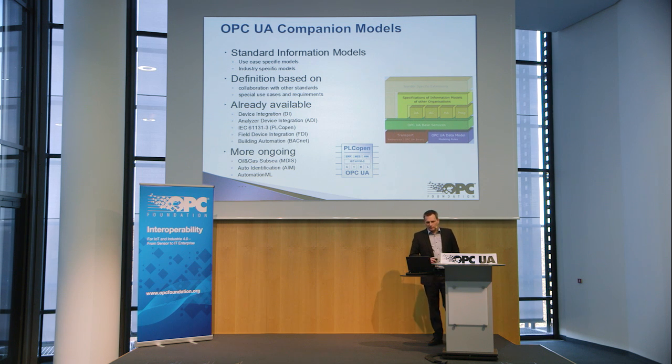But there are also other groups, like from building automation, the BACnet group has defined a companion mapping specification. We also have auto identification, RFID readers that have an information model specified on top of OPC. And there are others ongoing and already finished. AutomationML is one of those. The oil and gas industry for subsea has defined a certain set of data and information as a companion specification.